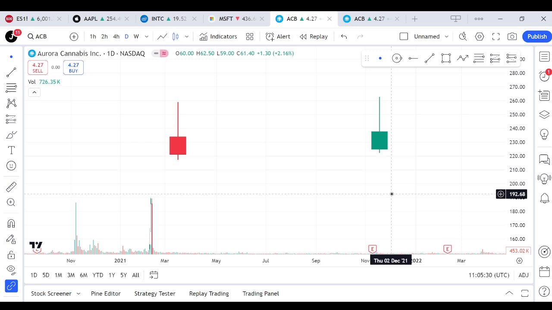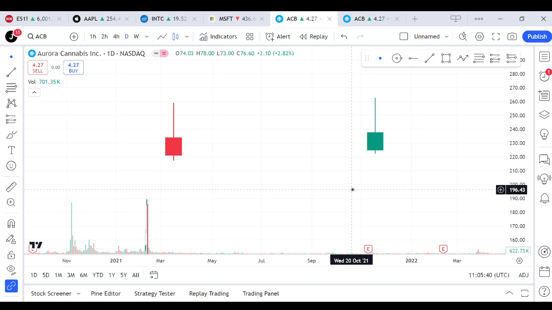So first, what is the inverted hammer candlestick pattern? The inverted hammer candlestick pattern is a single candle formation that occurs during a downtrend. It is characterized by a small body at the lower end of the trading range with a longer upper shadow and little to no lower shadow. Shadow here means wick. You can call it wick or you can call it shadow.